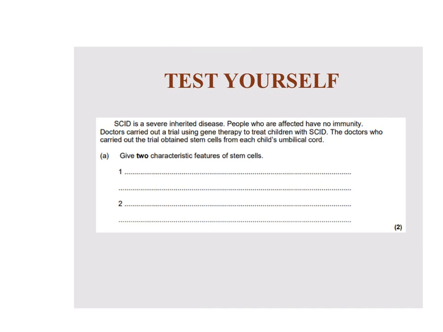Now here we're on a different concept, so we've moved away from the plants now. SCID is a severe inherited disease. People who are affected have no immunity. Doctors carried out a trial using gene therapy to treat children with SCID. Doctors who carried out the trial obtained stem cells from each child's umbilical cord. Give 2 characteristics of stem cells.